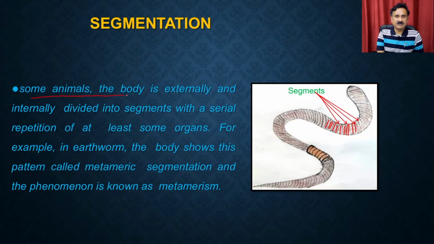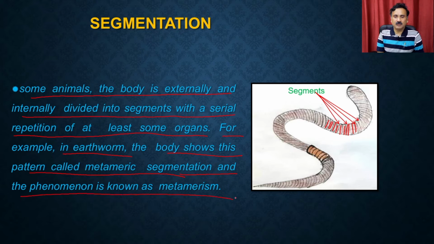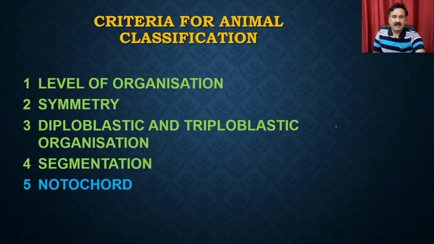So some animals, the body is externally and internally divided into segments with a serial repetition of at least some organ. For example, in earthworm, the body shows this pattern called the metameric segmentation, and the phenomenon is known as metamerism. So that is what is going to happen when you have the different types of segments.